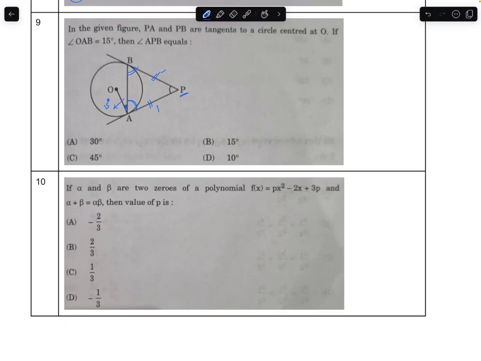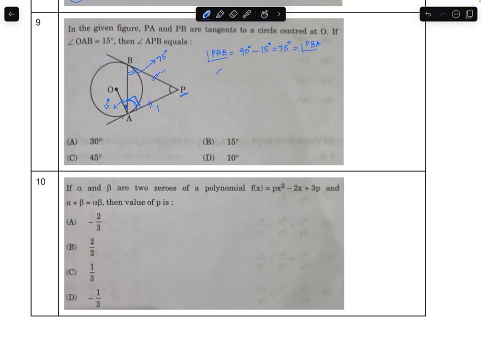And moreover, OA is a radius, AP is a tangent. So this angle OAP is 90 degrees. So angle PAB is equal to 90 degrees minus that 15, which gives us 75, which is also PBA. That is, this angle is also 75 degrees.